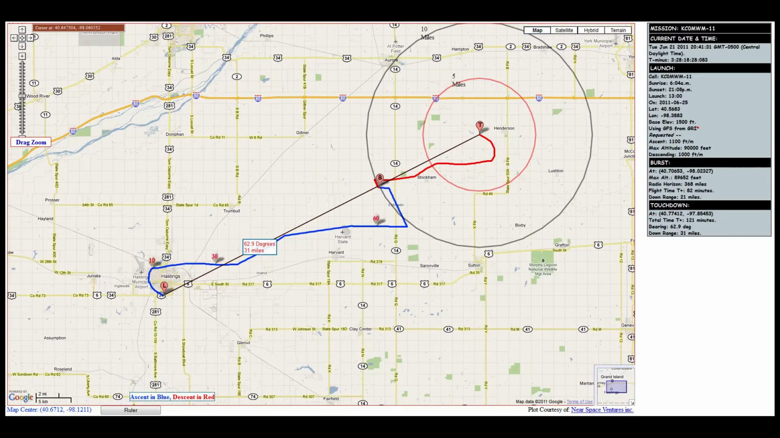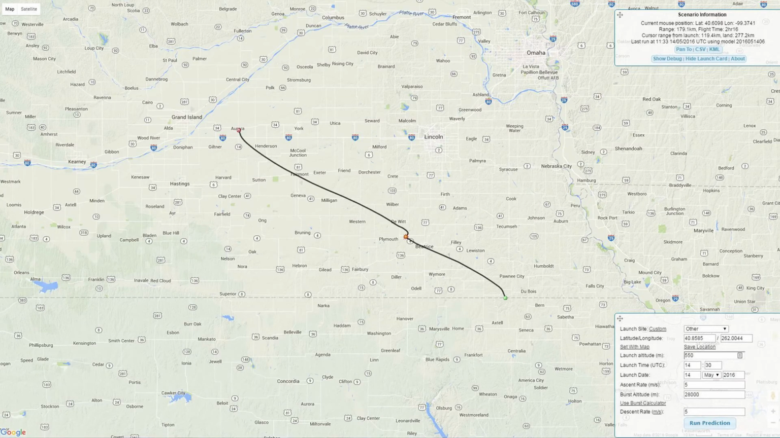We would feed the most recent upper air sounding data from the National Weather Service into the program, along with the estimated average ascent and descent speed, and of course the launch location. It would then generate a flight profile and an estimated landing position. All of this is much easier today because there are online prediction sites that have been developed by other interested hobbyists.